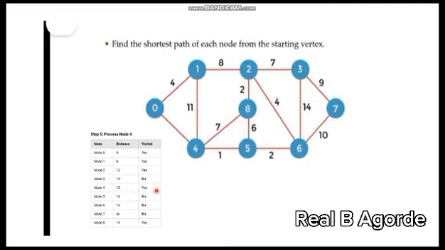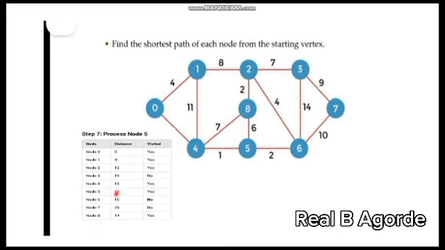Next, we move to node 5, which has the shortest distance of 16. From node 5, we can reach node 6 with a weight of 2, but since node 6's distance is already 16, there is no update needed. We can also reach node 8 with a weight of 6, but again, node 8's distance remains the same.